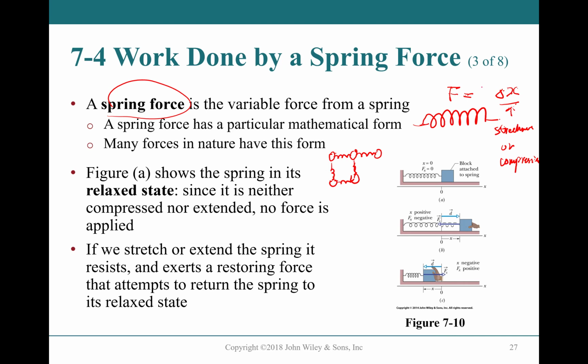And we also have a spring constant, k. So F equals kx. k is what we call the spring constant. It measures the stiffness of the spring. So if the spring is very stiff, then you have a big k. And if your spring has a small k, then it's a very loose spring. Okay, so if you understand this, we can go over the concept. A spring force is the variable force from a spring, and a spring force has a particular mathematical form, which looks like this.